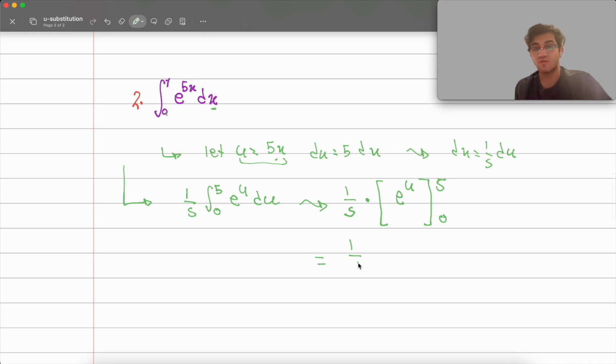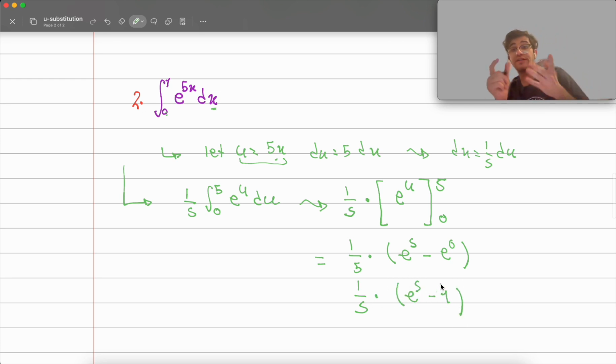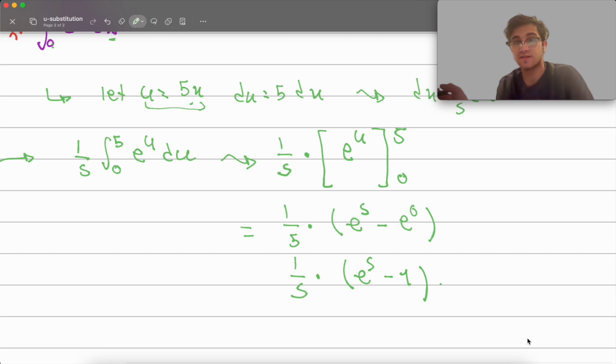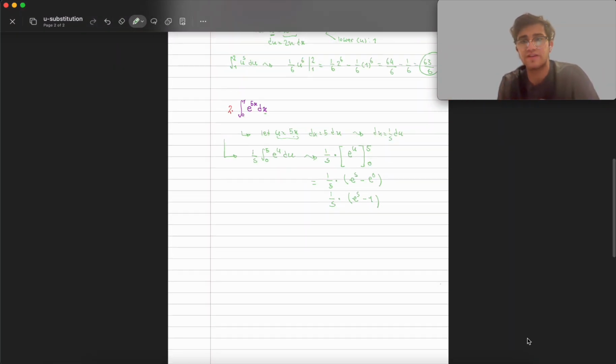So this would be what? 1 over 5 times e to the 5 minus e to the 0. e to the 0 is 1. So I can simply write it as 1 over 5 times e to the 5 minus 1. And this is the answer. Well, the difference here with the previous one is that we didn't have to back substitute. We could just evaluate the integral because we already changed the bounds and made them in terms of u. So we didn't have to do the back substitution to evaluate the integral. You can do it in either way, it does not really matter.